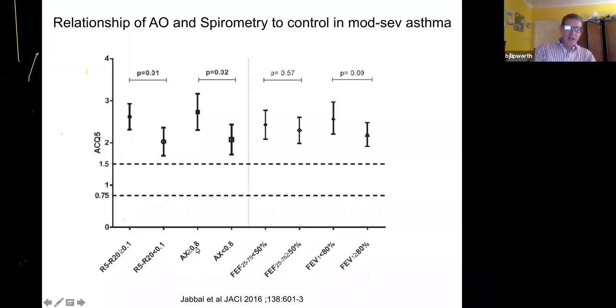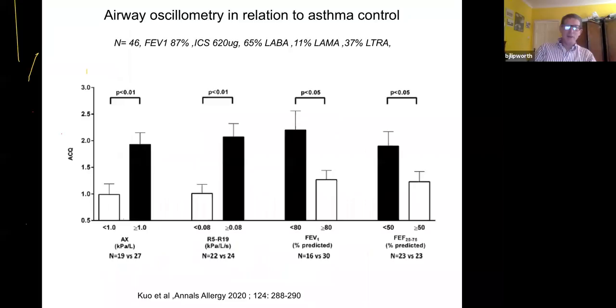And if you look at the reactance area, again, more than 0.8 kilopascals, you can see that's highly predictive of a worse ACQ score. And again, that difference between a high and a low value is more than the minimal important difference. Now, if you look at the FEF2575, there was no difference at all in ACQ. And although there was a small difference according to FEV1, greater or less than 80%, that wasn't significant. So I think that tells you in severe asthma that measuring airway oscillometry using the R5, R20 or the AX is much more closely related to asthma control than using spirometry.